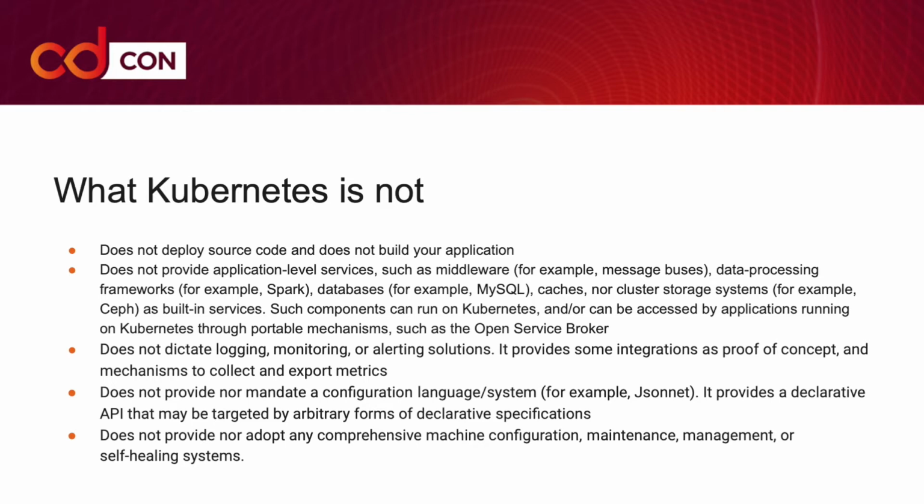Kubernetes does not dictate logging, monitoring, or alerting solutions. It provides some integrations as proof of concept and mechanisms to collect and export metrics. It also does not provide, nor does it mandate, a configuration language or system, for example Jsonnet. It provides a declarative API that may be targeted by arbitrary forms of declarative specifications. And finally, it does not adopt any comprehensive machine configuration, maintenance, management, or self-healing systems.